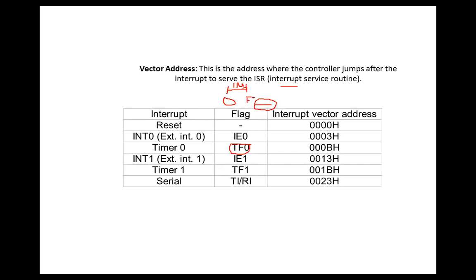For that counting, 00 to FF is there. After this FF, the counting should start again from zero. Means you can say that after FF, your flag will be overflow.